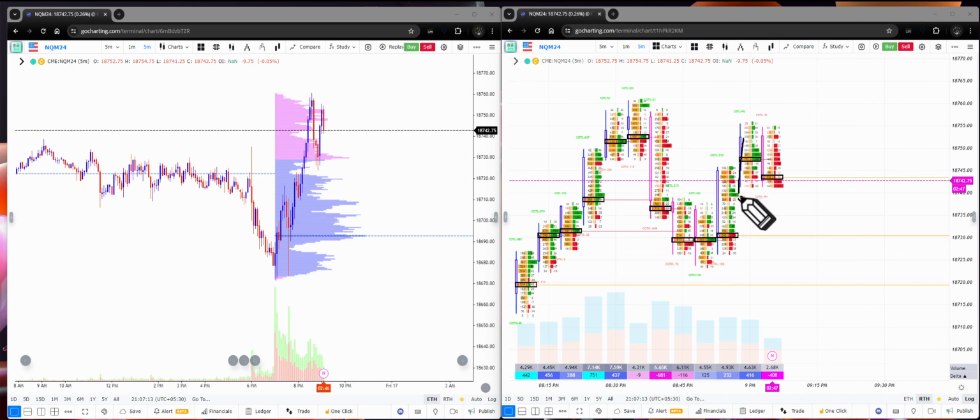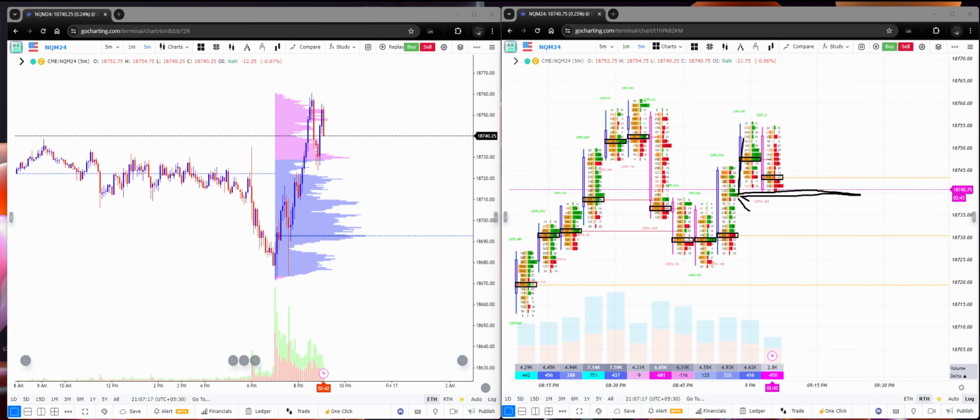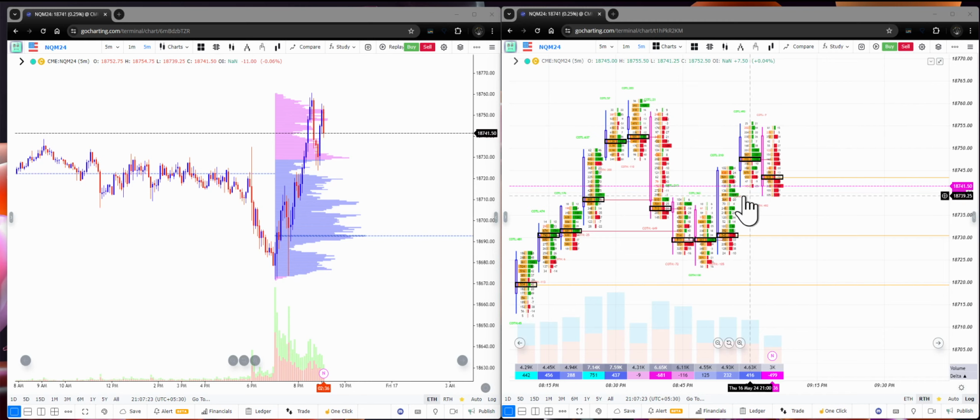Now we want to make sure that the buyers that have stepped in at this level, that is 740ish, will hold the market for us to take a long. So you should always wait for a confirmation. Don't jump right in expecting that these buyers will hold.